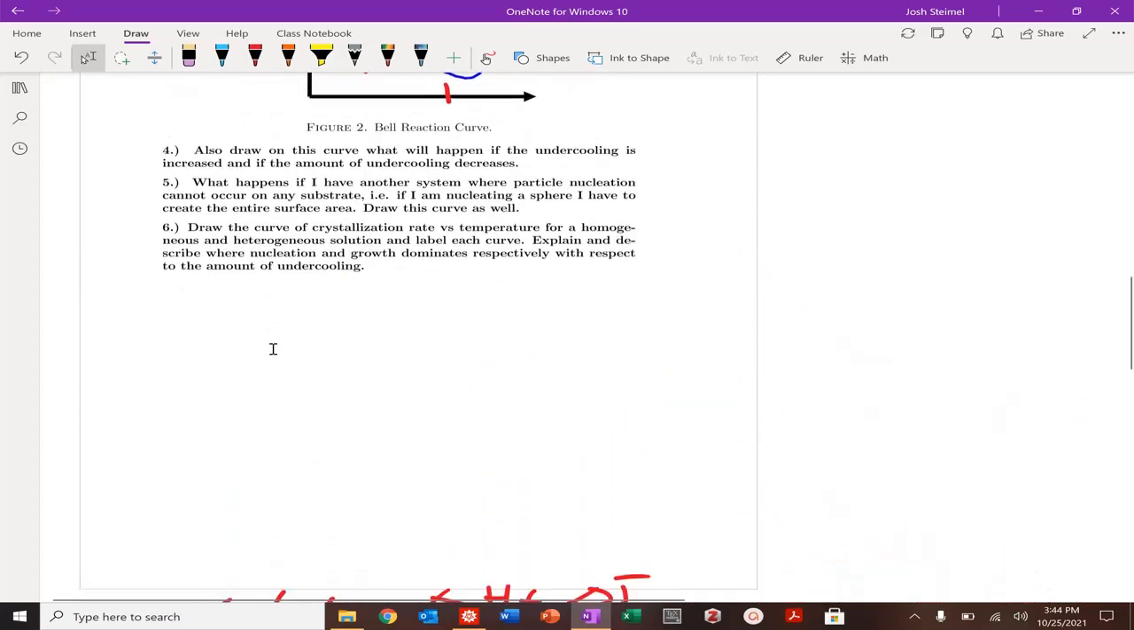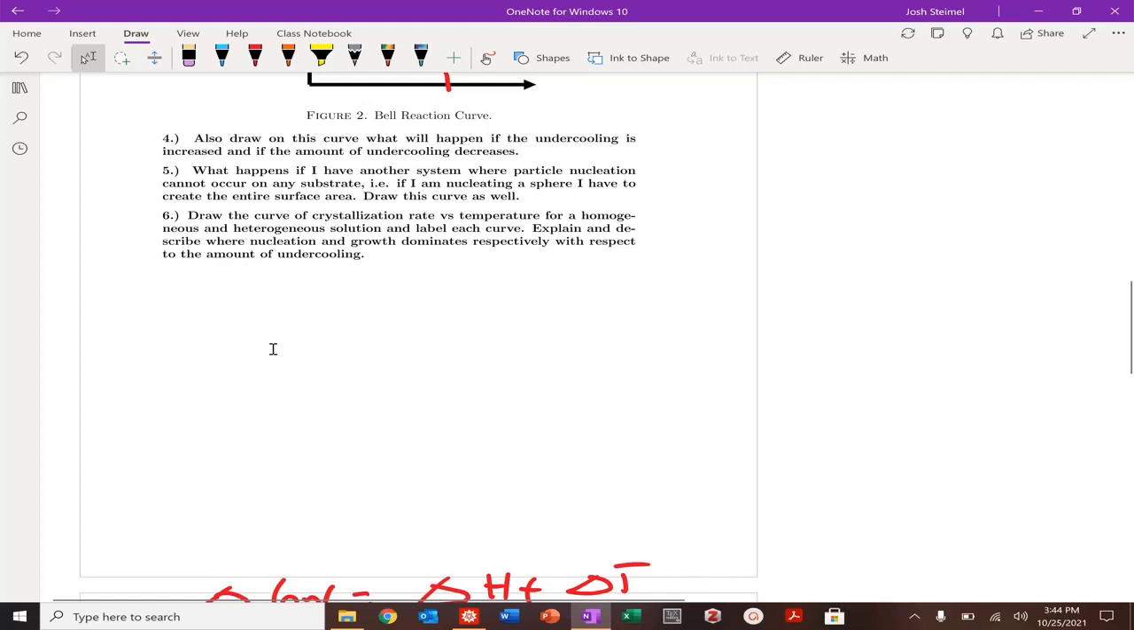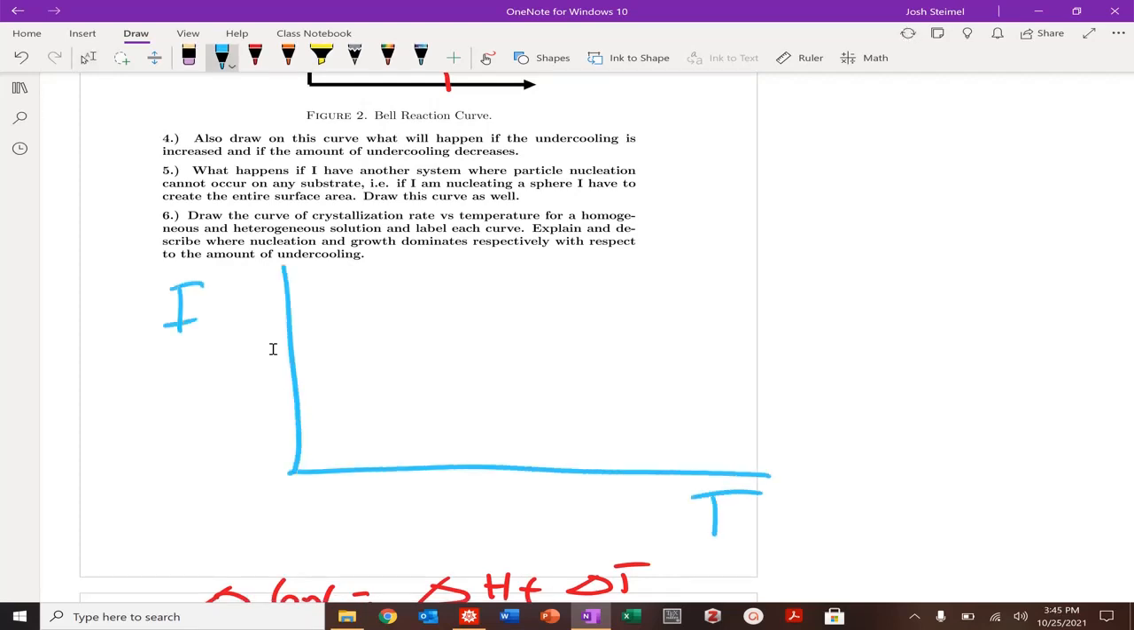So draw the curve of crystallization rate versus temperature. So I versus temperature for a homogeneous and heterogeneous solution. Label each curve. Explain and describe nucleation growth dynamics. So nucleation dominates at a low temperature, i.e. a high undercooling. My growth dominates at a temperature that's very high, or an amount of undercooling that's very low.